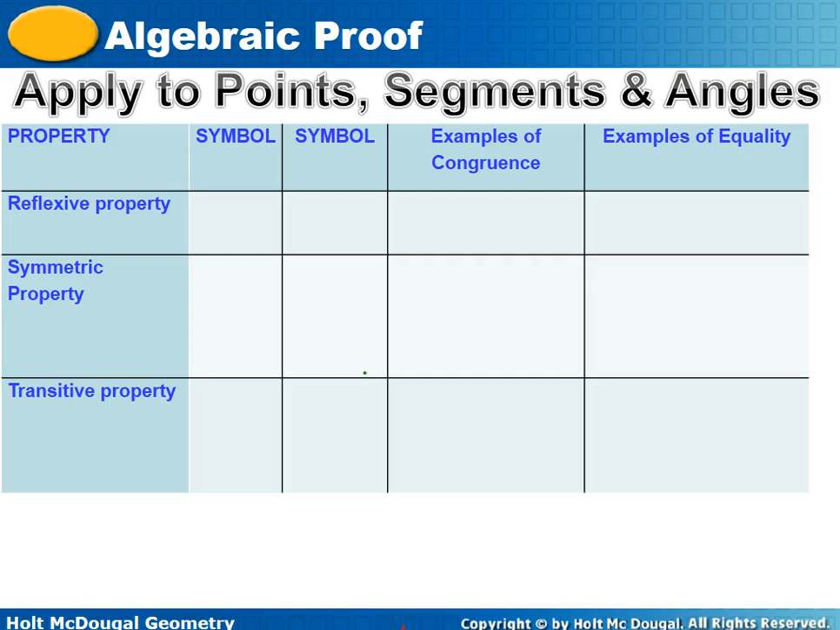All right, so the reflexive property, if you recall, this has to do with one thing. And we said this was a reflection. That's our word. So our symbol for congruence is obviously that. Our symbol for equality is the equal sign. So an example of a congruence problem would be EF. Segment EF is congruent with segment EF. That is the reflexive property because we only have one thing represented here.